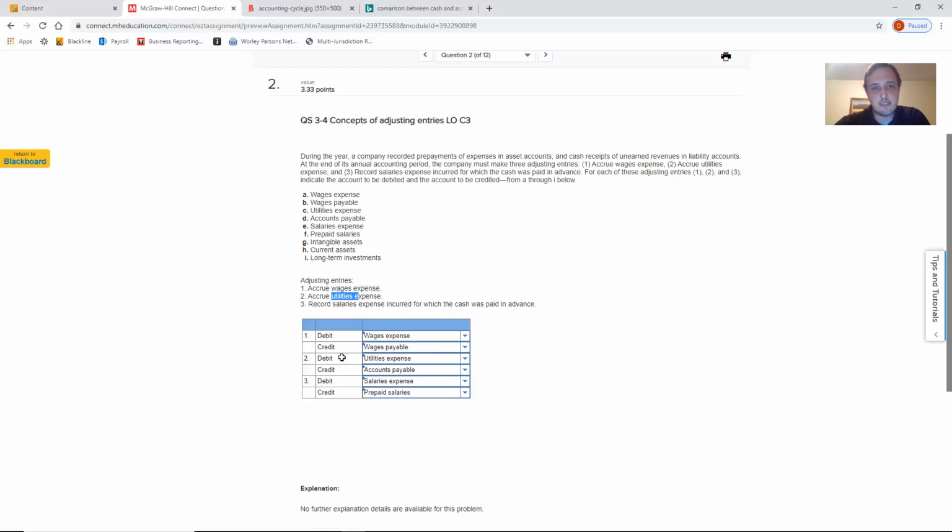For accrued utilities, again, we want to increase our expense, so that's the debit. And the utilities, we're usually going to pay that out of our accounts payable. The difference between wages payable and accounts payable is just who it goes to. Wages is internal, it goes to our employees. Accounts payable is external, it goes to our vendors. And then we record salaries expense incurred for paid in advance. So if it was paid in advance, we're still increasing the salary expense because they now earn that salary, and we're decreasing the prepaid. So decrease an asset, credit to it.